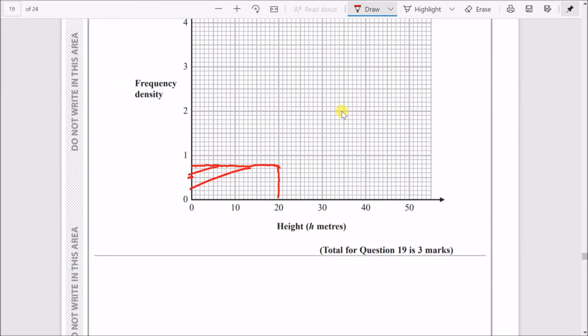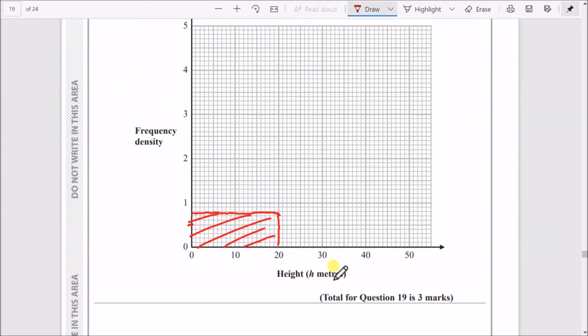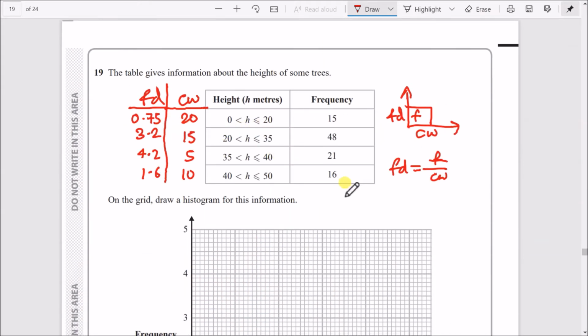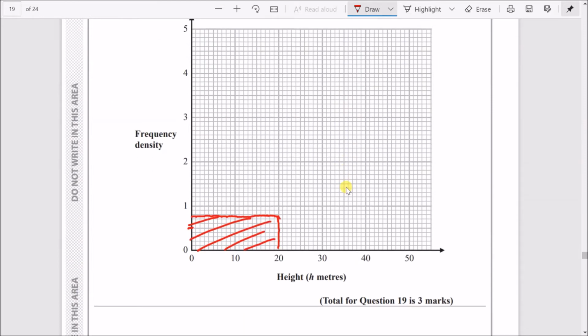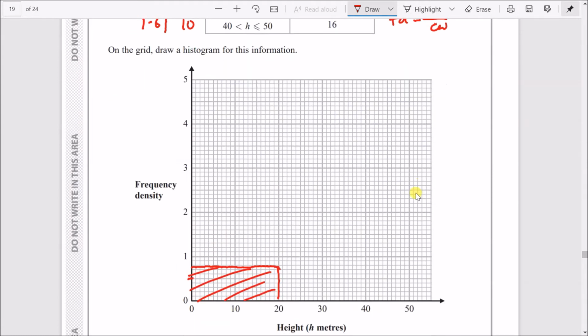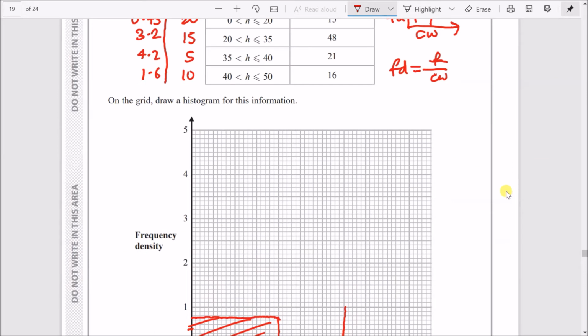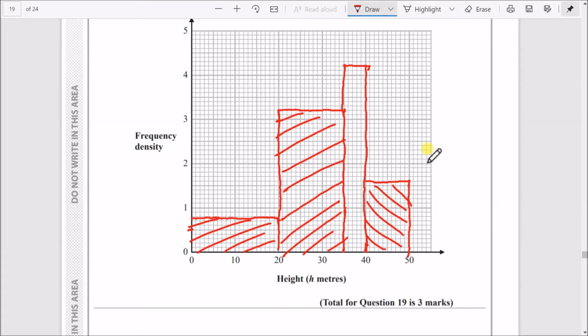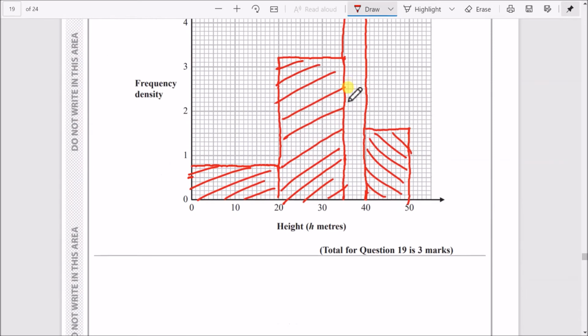And that's really it. You're just going to repeat this every single time. So for the next bar, we're going from 20 to 35. The height is 3.2. So for between 20 and 35, we're going to go all the way up to 3.2, which is basically here. And that's it, guys. You literally just have to rinse and repeat this, and you're pretty much done. Yeah, so let's move on.